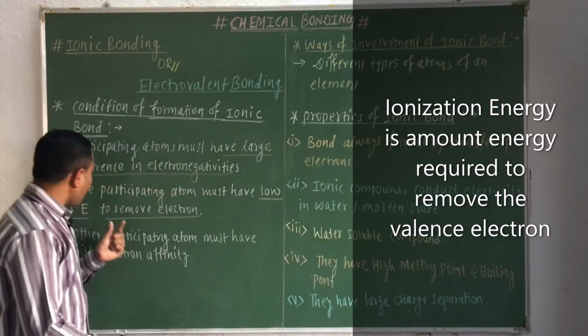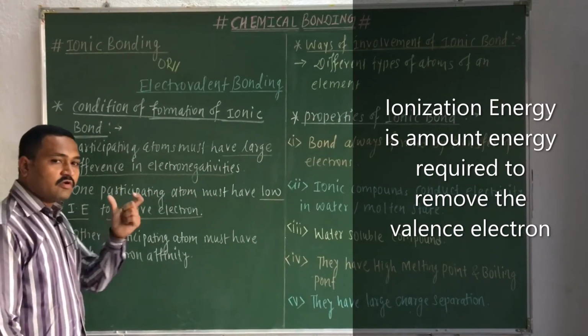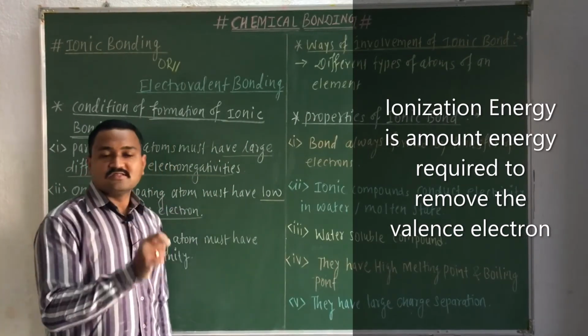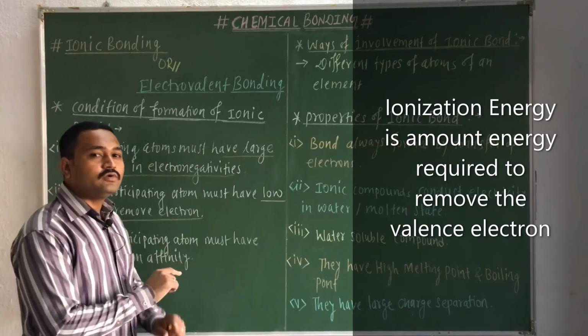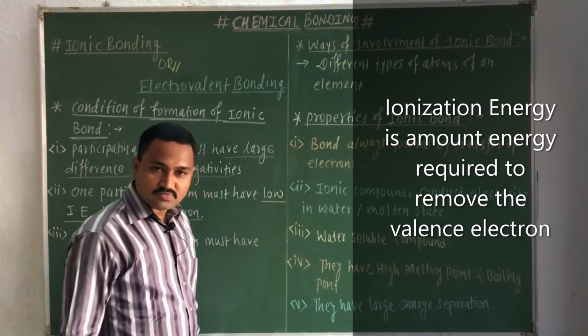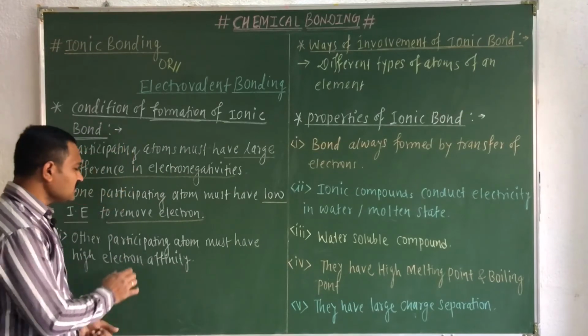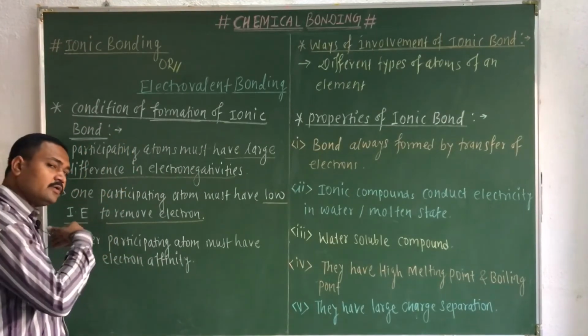Now, what is ionization energy? You already know it from the periodic table. This is nothing but the amount of energy required to remove the most loosely bonded electron from the atom. So this is the amount of energy required to remove the electron.